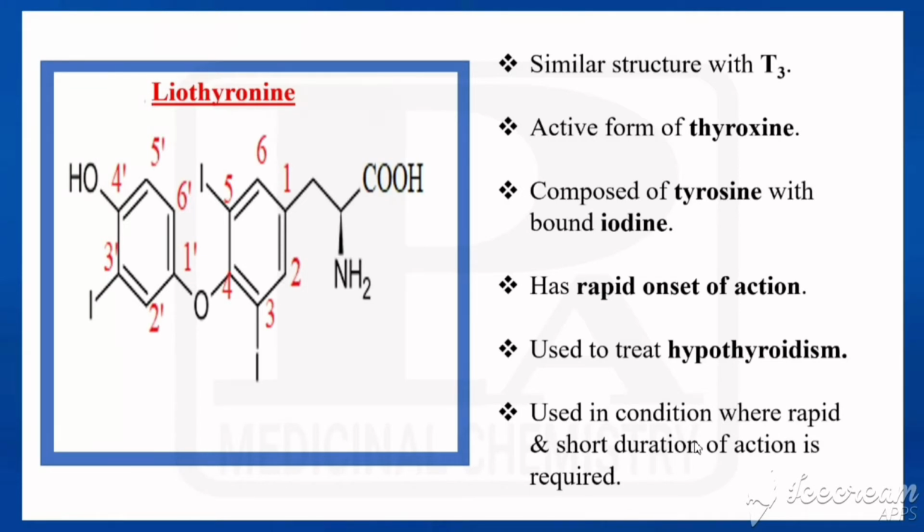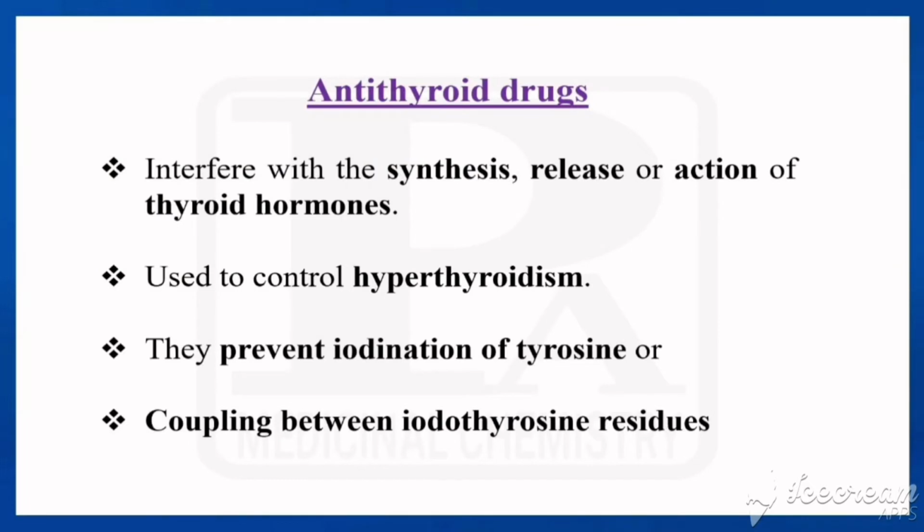So after this we have covered thyroid drugs. What is the main use of thyroid drugs? They are used to treat hypothyroidism. Now we are going to see anti-thyroid drugs. They are used to treat hyperthyroidism.